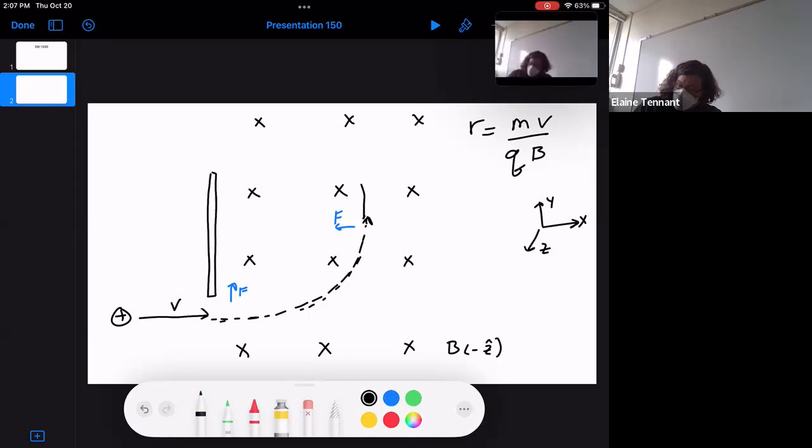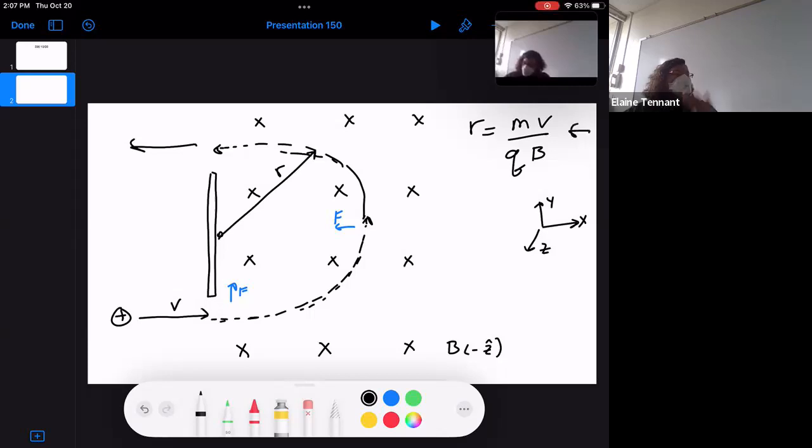Except as it's circling around, it leaves the field right there. After this, it'll just shoot out that way. Make sense? The radius of this circle, pretend I drew a semicircle, is given by that equation.